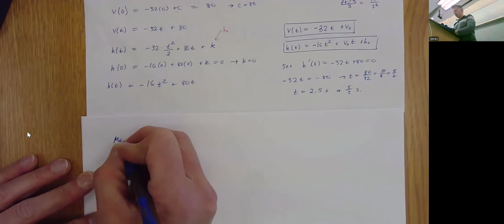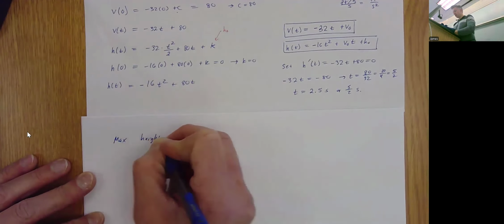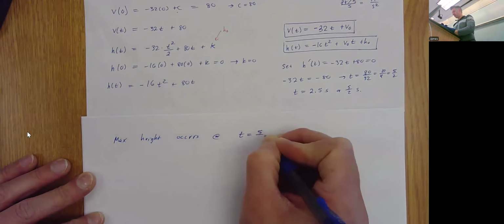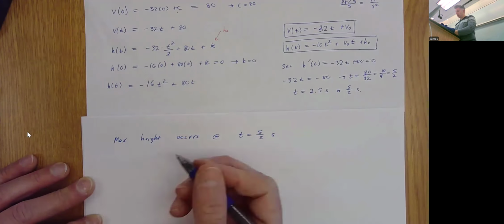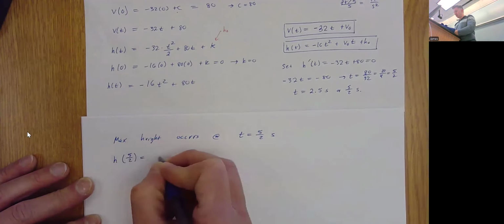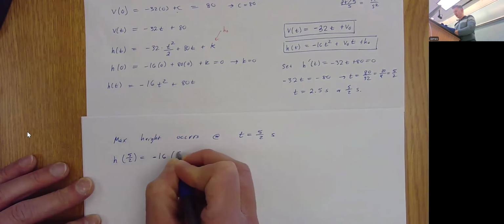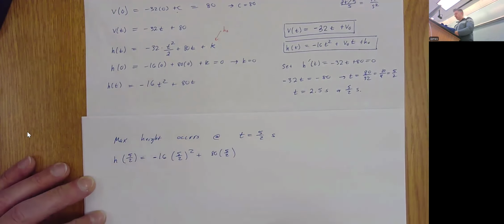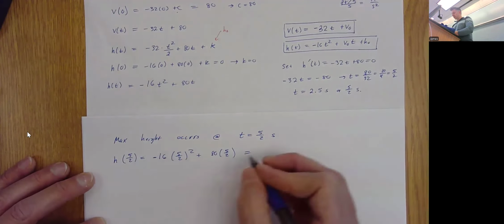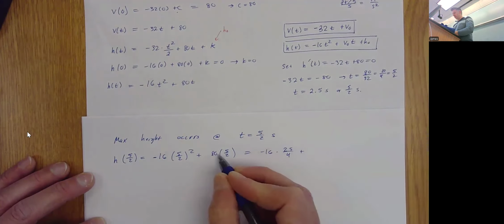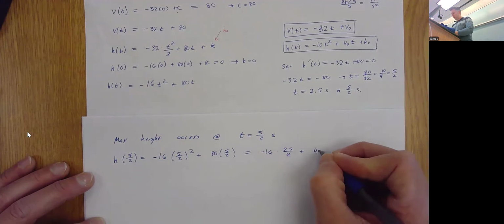The maximum height occurs at time equal to 5/2 seconds. So then we're going to plug that in. We say height at 5/2 is equal to -16 times 5/2 squared plus 80 times 5/2. This simplifies pretty nicely. It's going to be -16 times 25/4 plus 80 times 5/2, which is just 40 times 5.